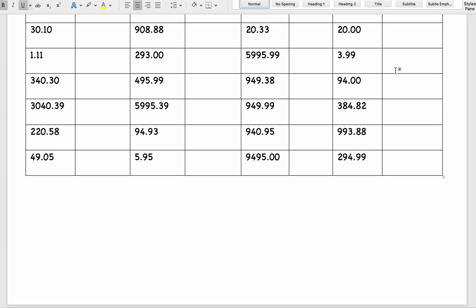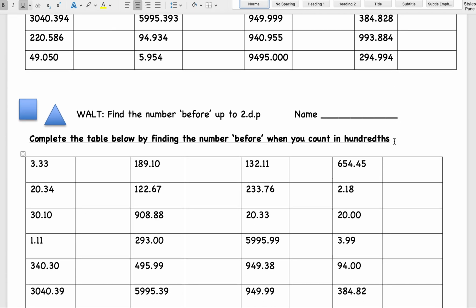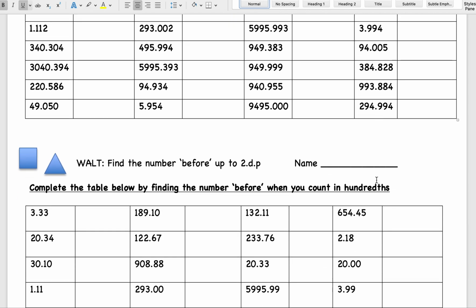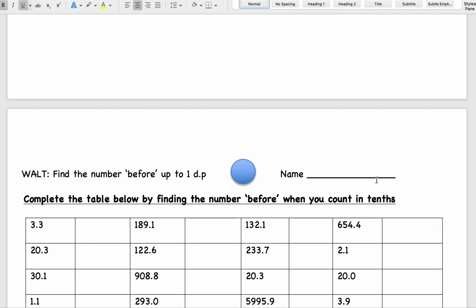If you do the squares and triangles today, you'll be going before. You'll be subtracting, going backwards, decreasing, but by hundredths. And if you're in hexagons and pentagons, it's still before today, and you're counting in thousandths. So that's the task today. We're all trying to find a number before a given decimal number, and the difference is whether you're working in thousandths, hundredths, or tenths, and that will say at the top of your sheet.